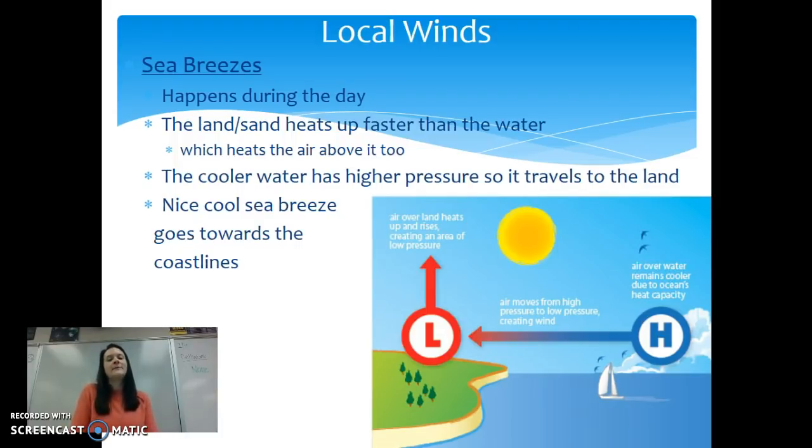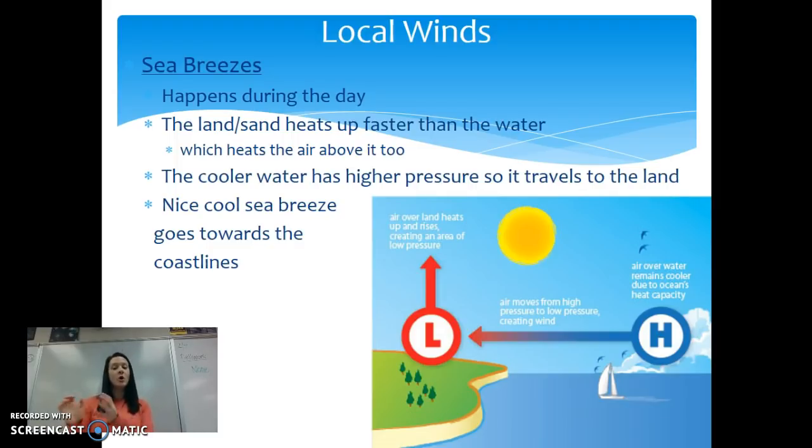So a sea breeze happens during the daytime where the land, or the sand if you're at the beach, heats up faster than the water does. We just did that lab where we put light on the sand or the water. So you should have learned that the water takes forever to heat up, whereas the land heated up really fast. So that's where your warm zone is going to be. And the water will be much cooler during the daytime than the land is.